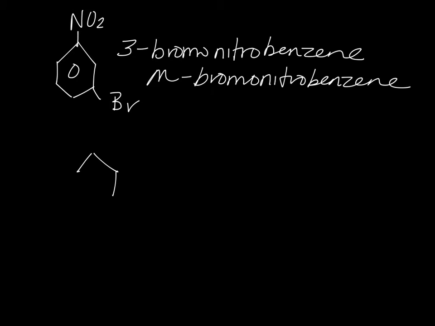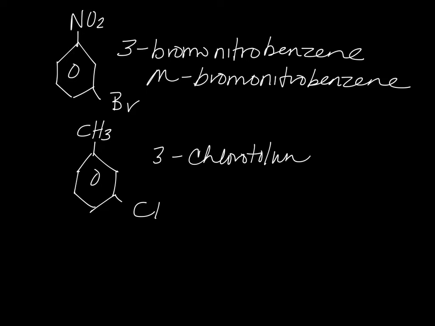Let's look at another example. So right away, looking at this, I know I have toluene, or methylbenzene, and then if I go ahead and put a chlorine here, this is simply 3-chlorotoluene, or it could be meta-chlorotoluene.